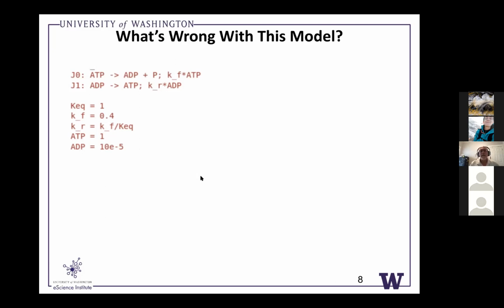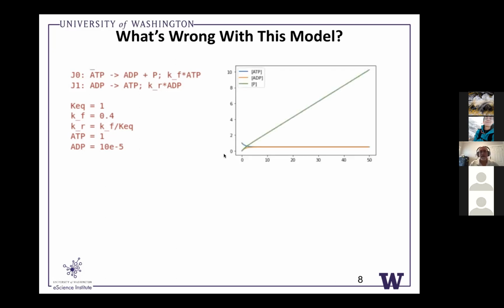Going from ADP to ATP does not require P also. So yeah, P should be part of J1. Okay, P. Yes, that's exactly the error. As a result, the inorganic phosphate grows without bound, because we're creating inorganic phosphate and we're never consuming it. So you're not going through this sort of futile cycle of synthesis and hydrolysis. So that's exactly the error. And these kinds of errors are pretty easy to introduce in subtle ways.